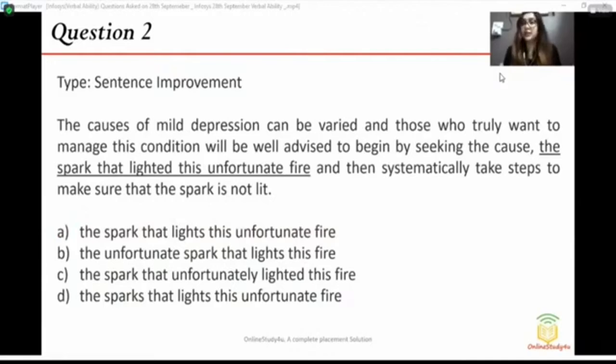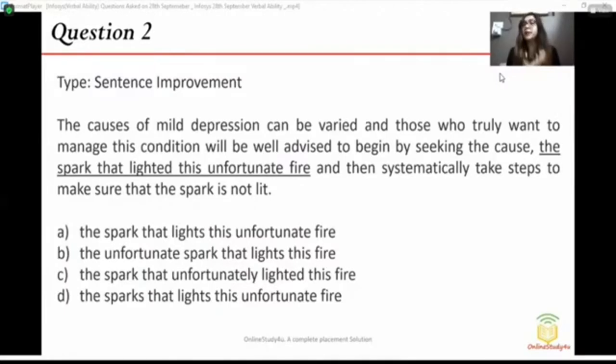Number 2, again, this is also a sentence improvement question that you have. The causes of mild depression can be varied, and those who truly want to manage this condition will be well advised to begin by seeking the cause, the spark that lighted this unfortunate fire, and then systematically take steps to make sure that the spark is not lit.